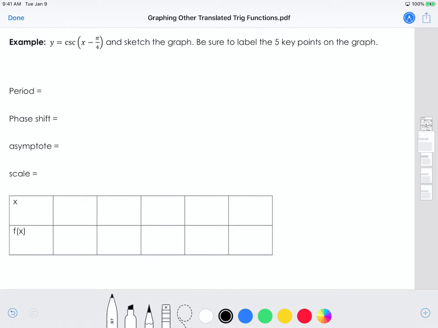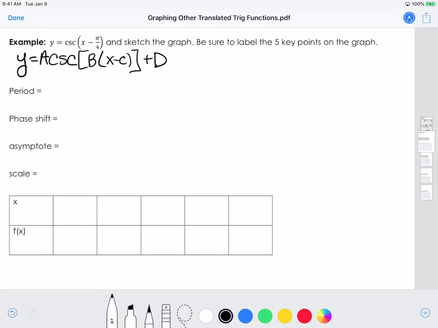Now let's go ahead and do the same thing that we did in the previous section with the other trig functions. We're going to graph all these translated functions. So for cosecant, we have this general function where A tells us about any vertical stretches that we have. B helps us figure out our new period. C is going to help us determine any horizontal shifting, and D is going to determine any vertical shifting.